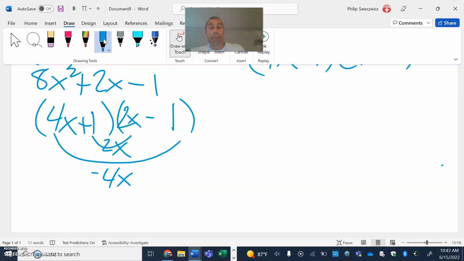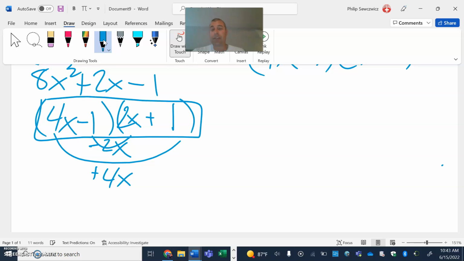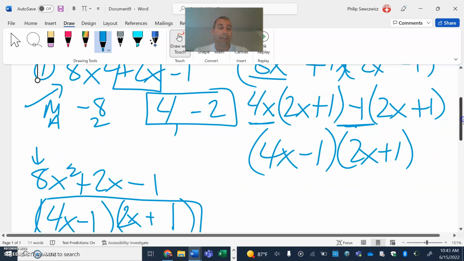So what that tells me to do is, like before, if you get the right number but the wrong sign, all I have to do is flip my positives and my negatives around. Because that'll make a negative 2x, that'll make a positive 4x. 4x times 2x is still 8x squared. Negative 1 times 1 is still a negative 1. And now when we combine them, we got it. So there it is: 4x minus 1 times 2x plus 1. And again, when we verify, that's exactly what we had over here.